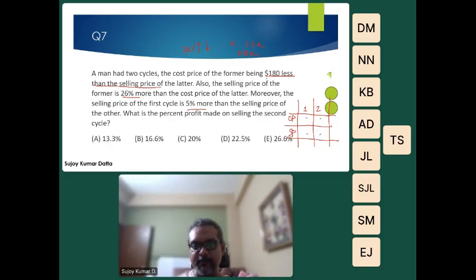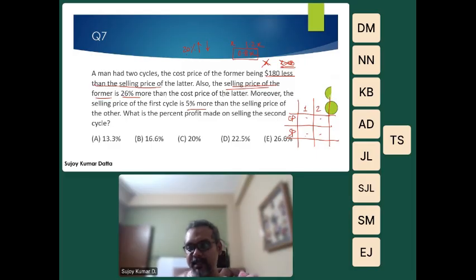But if I have an absolute difference and I have to write X and X minus 180, this is always more difficult to work with, because there are two different things, addition or subtraction. This is just a single entity, just multiplied. So let us first focus on the percentage changes, or the ratios, then we'll look at the absolute value differences if there is anything. Okay, let's skip that for now. The selling price of the former, the first one, is 26% more than the cost price of the latter.